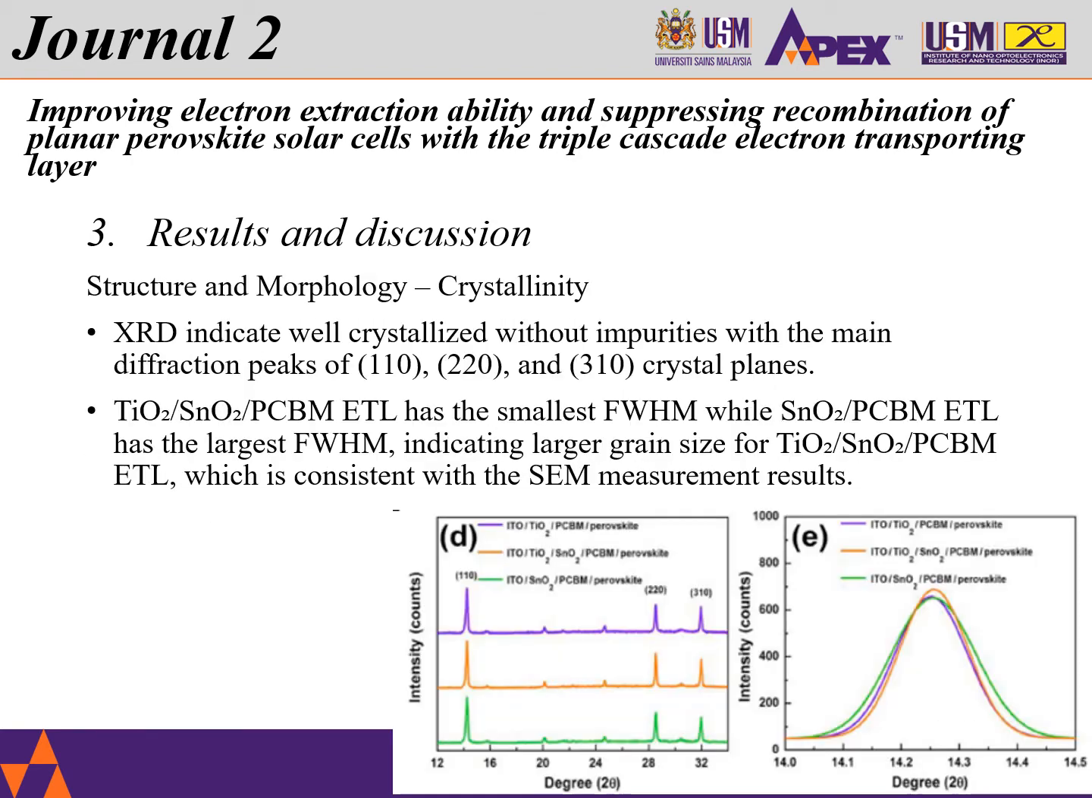To further confirm, XRD is carried out. You can see from here that these three samples are well crystalline without any impurity, and the main diffraction peaks occur at the 110, 220 and 310 crystal planes. The one with triple layer ETL has the smallest full width at half maximum, compared to the SnO2 PCBM ETL, which has the largest full width at half maximum. This indicates a larger grain size for this triple layer ETL, consistent with the SEM image measurement.